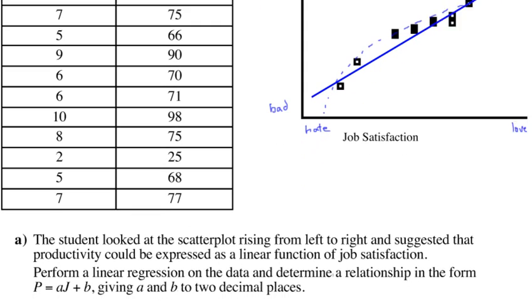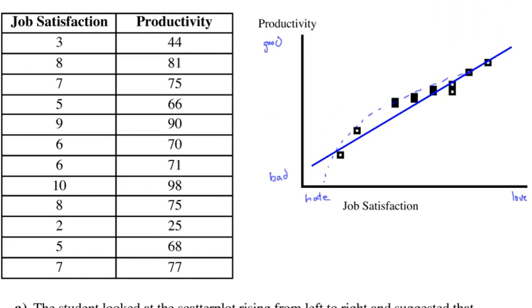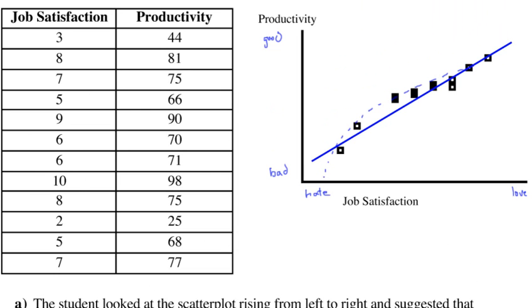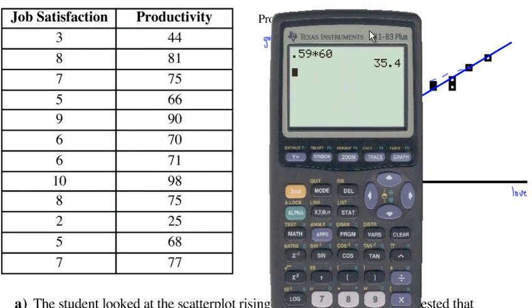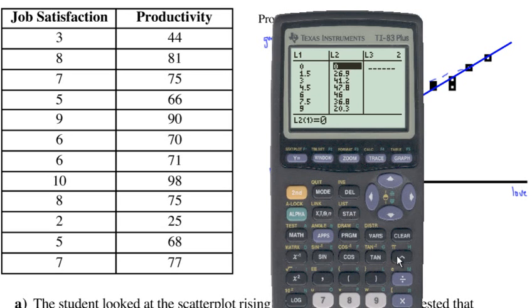They say, perform a linear regression on the data and determine a relationship in the form P equals AJ plus B. In other words, Y equals MX plus B. They're just using different letters to correspond to productivity and job satisfaction. So, out come the regression machines. Stat, edit. If you've got old data in your calculator, you can go up to the list title and hit clear, enter, and it blows up the whole list. It saves you having to get rid of entries one at a time. Clear, enter.